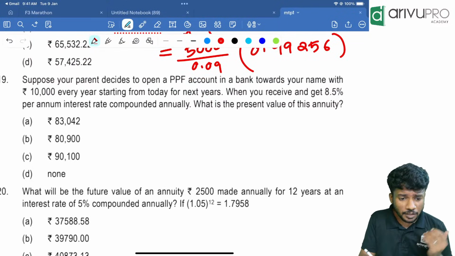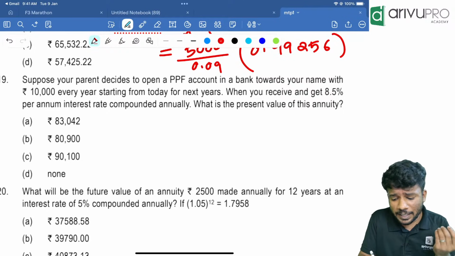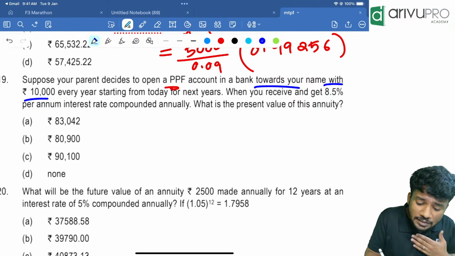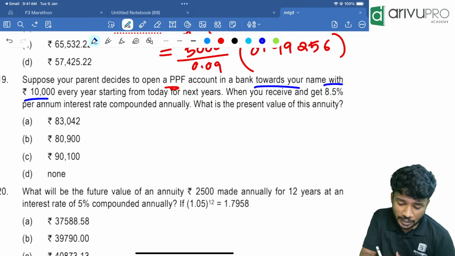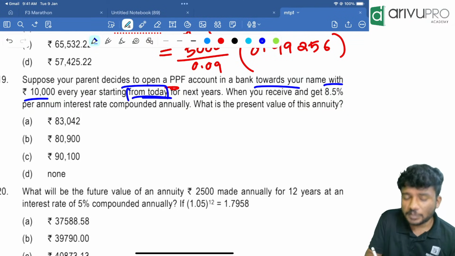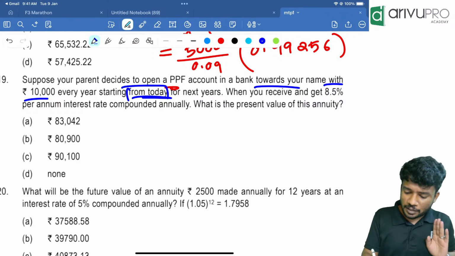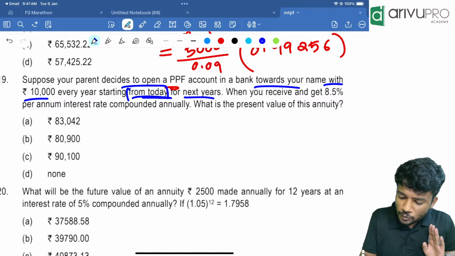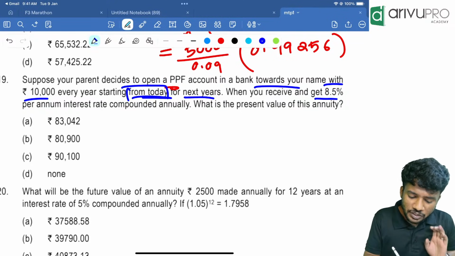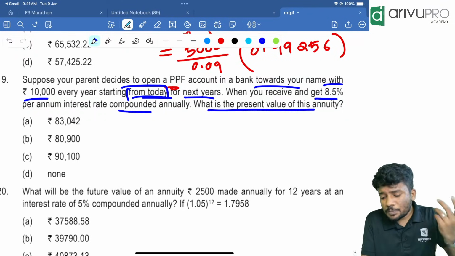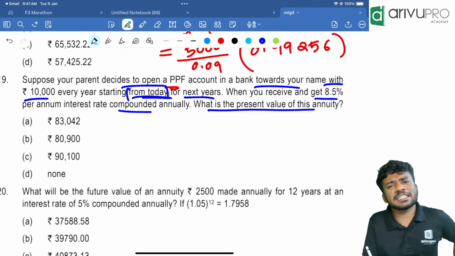Suppose your parent decides to open a PPF account in a bank towards your name with 10,000 every year from today. From today is important because annuity due is coming into the picture. For the next years, when you receive and get 8.5% per annum interest rate compounded annually, what is the present value? People, how will you find the answer?